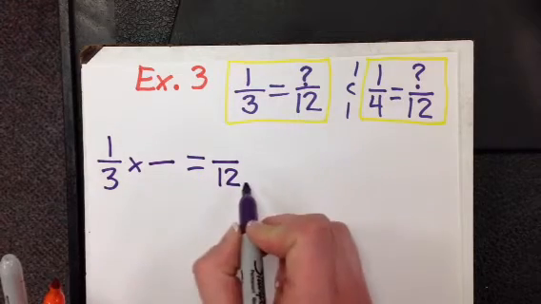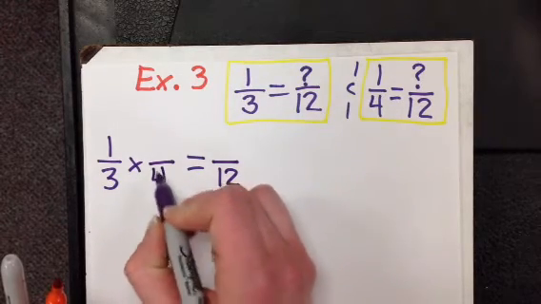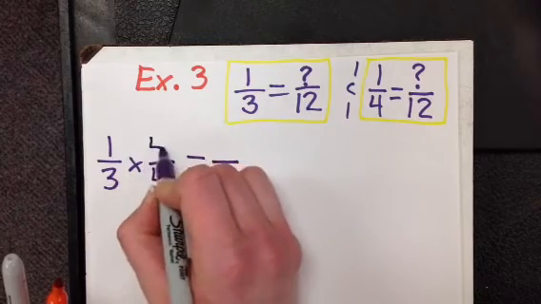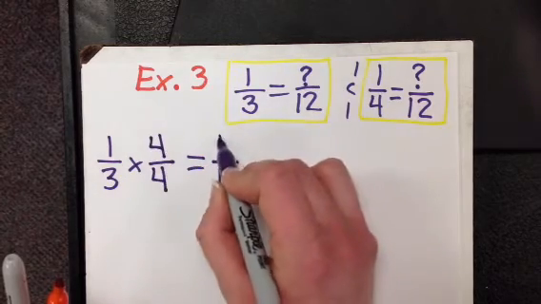So 3 times what is 12? I know that that's 4. That means when I do the bottom, I do the top. So 1 times 4 is equal to 4.